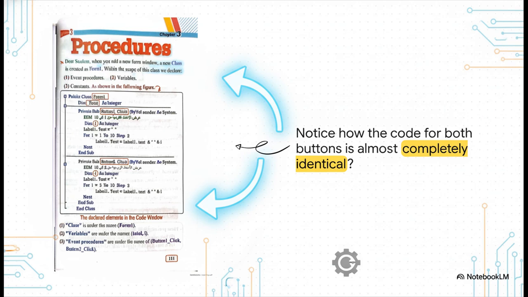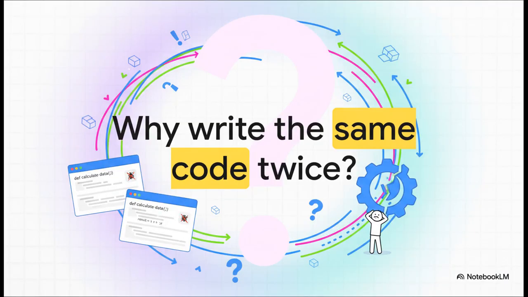Do you see it? The code for the first button is practically a mirror image of the code for the second one. They both set up a variable, clear a label, and then run a loop. The only, and I mean only, tiny difference is the number that loop starts with. This right here, this is the copy-paste problem in the wild. And this brings up a huge question. Why on earth would we do this?